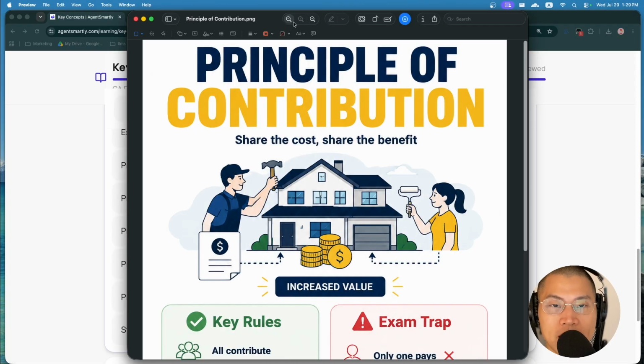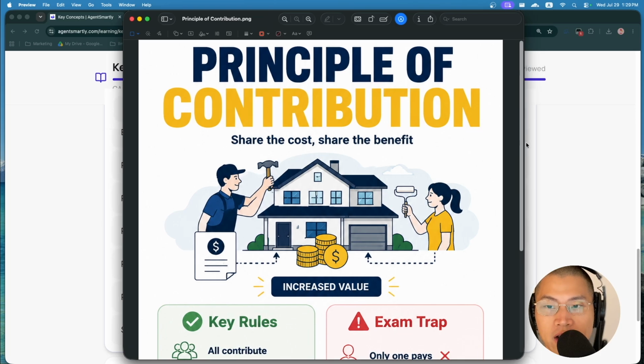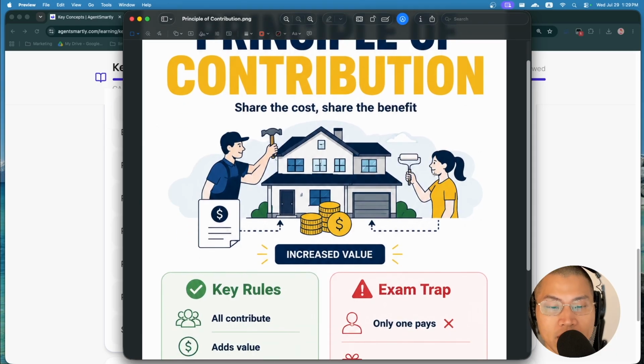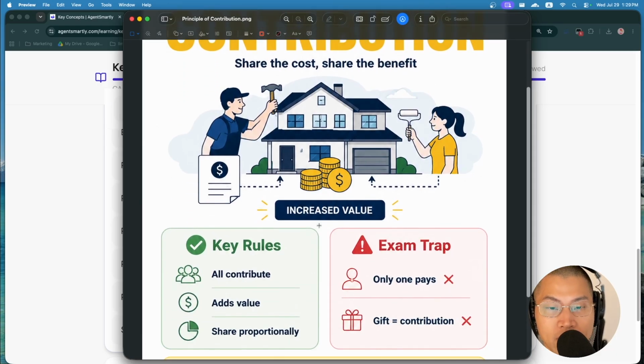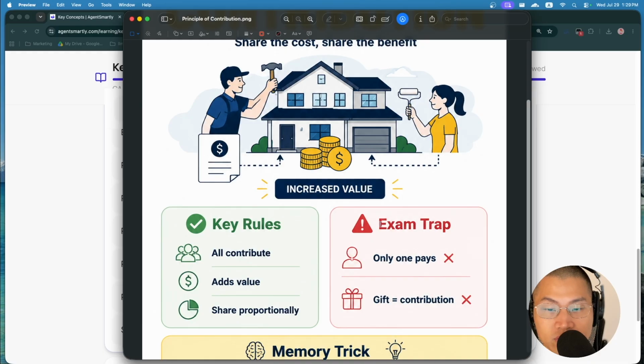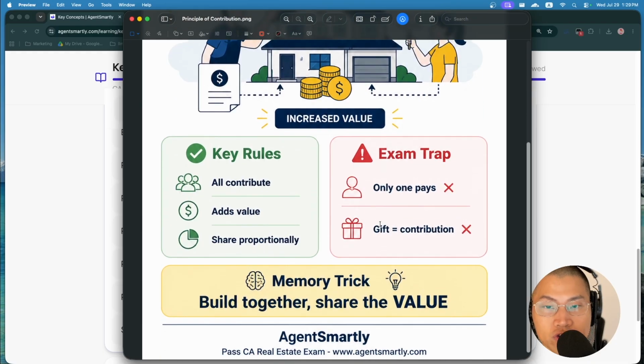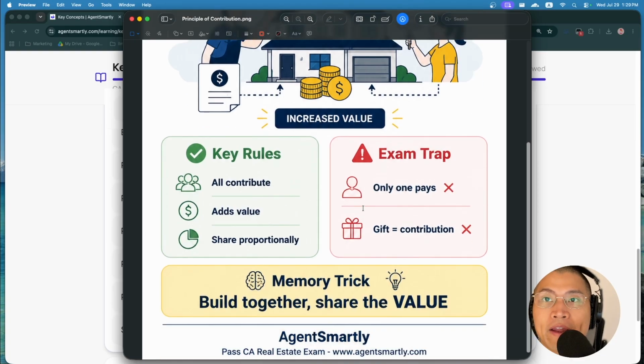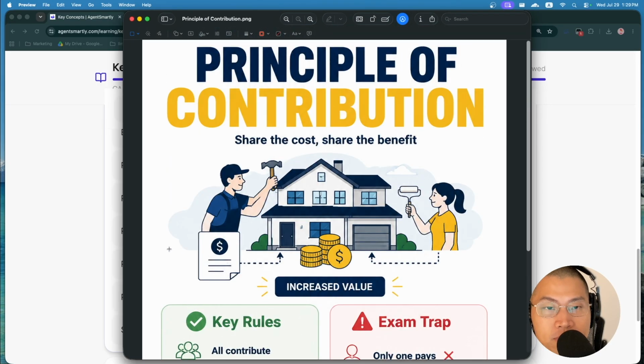Then I also made this infographic for you guys to break this down further, more visually. The principle of contribution means share the costs, share the benefits. Going down here, once again, add value. Exam trap: how much you put in doesn't mean that is the value you add on. For the memory trick: build together, share the value. And yeah, that's pretty much it.